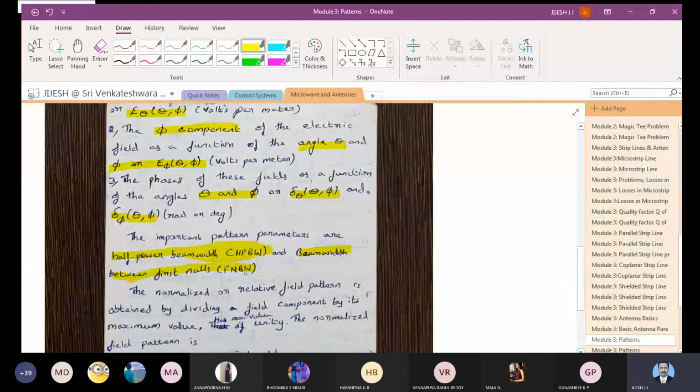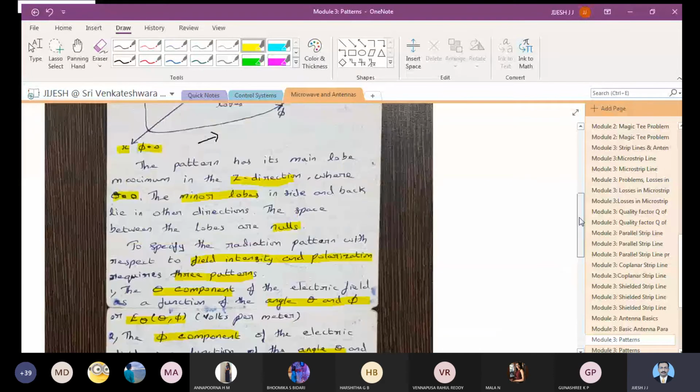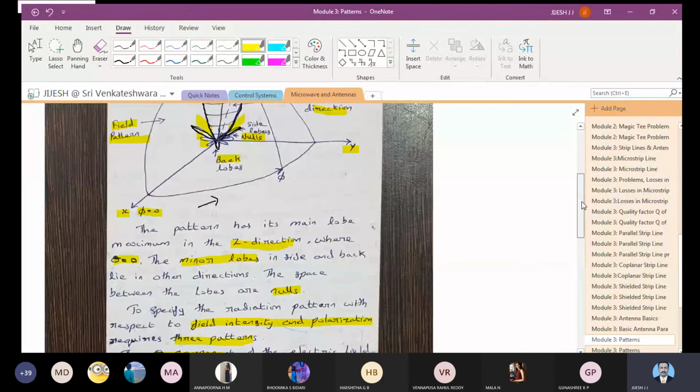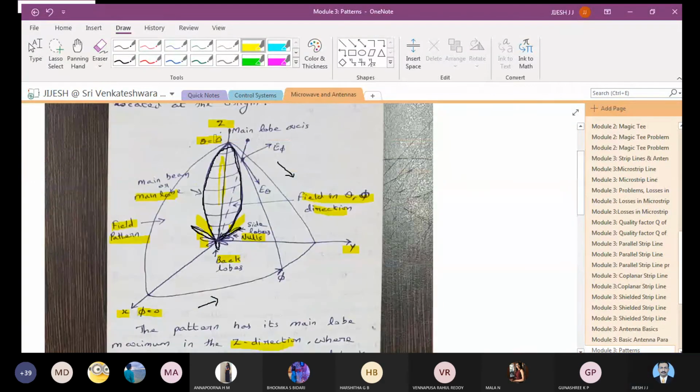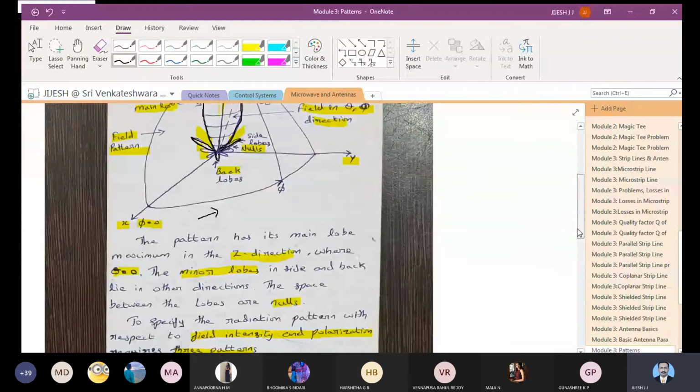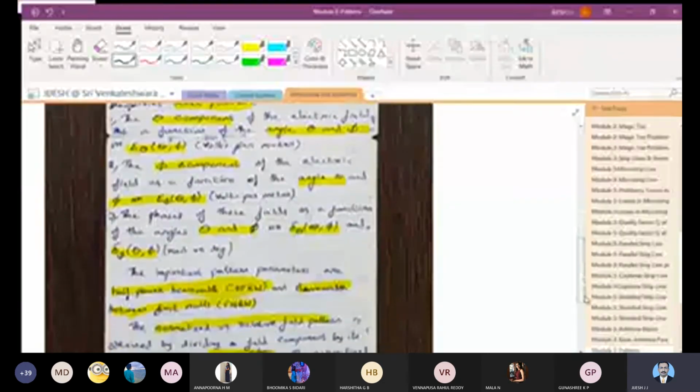The normalized or relative field pattern is obtained by deriving a field component, and its maximum value has the maximum of unity. So this also you need to understand. The maximum value at this point is 1. At this point, the maximum value is 1. So it is unity, and that is also to be understood.